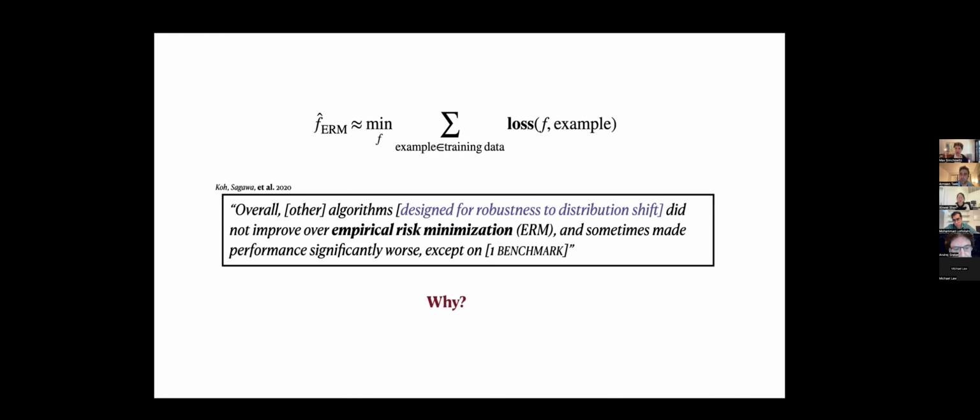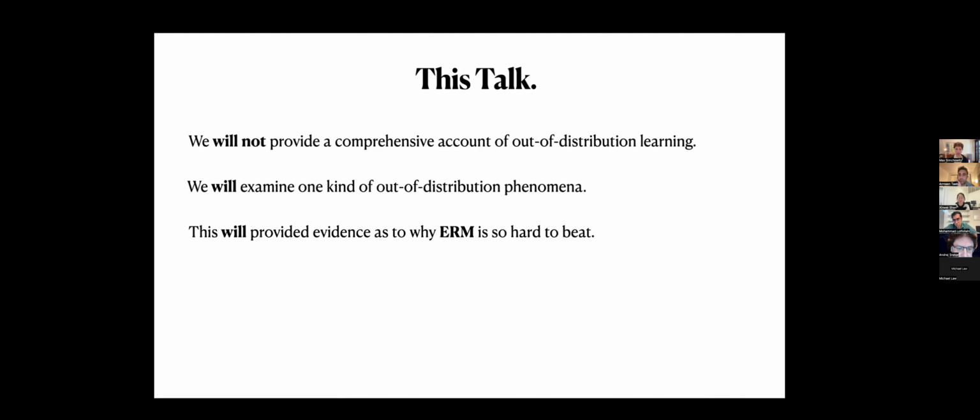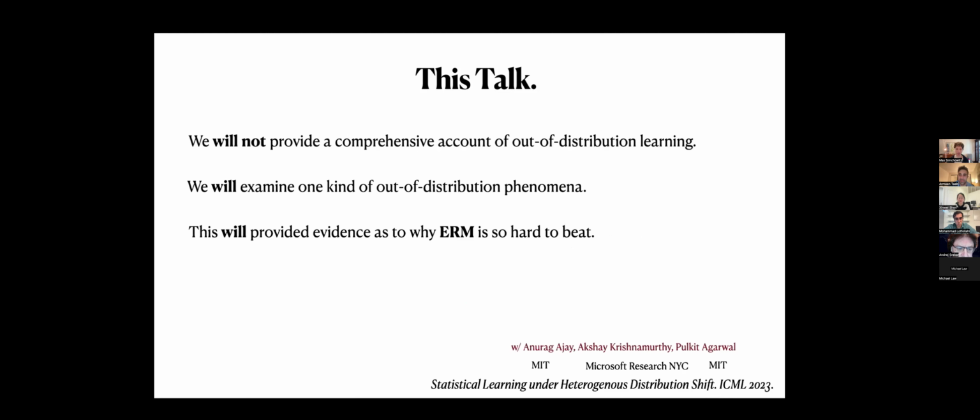So I'm going to try to understand why this might be by looking at a very specific class of problems. In this talk, we're not going to be able to provide a comprehensive account of out-of-distribution learning. That's way above my pay grade. I'm only going to look at one kind of out-of-distribution phenomenon that I'll explain, and I'll use that to provide some evidence as to why ERM might be so hard to beat as a mathematical baseline. And again, this is based on a paper, Statistical Learning Under Heterogeneous Distribution Shift. There's a typo in the ICML title, and the correct spelling is on arXiv, but both will come up on Google. So, heterogeneous distribution shift.